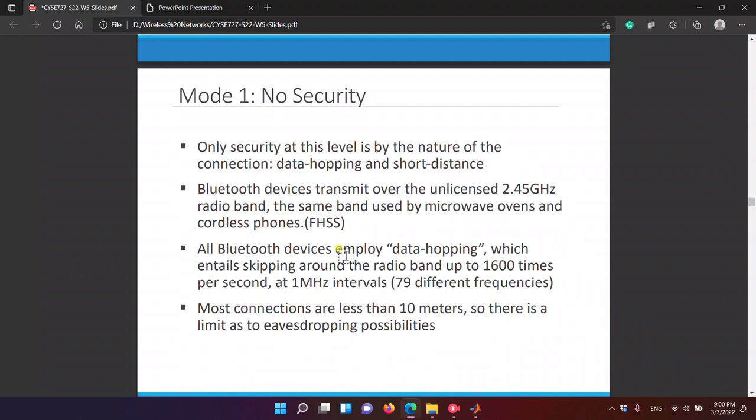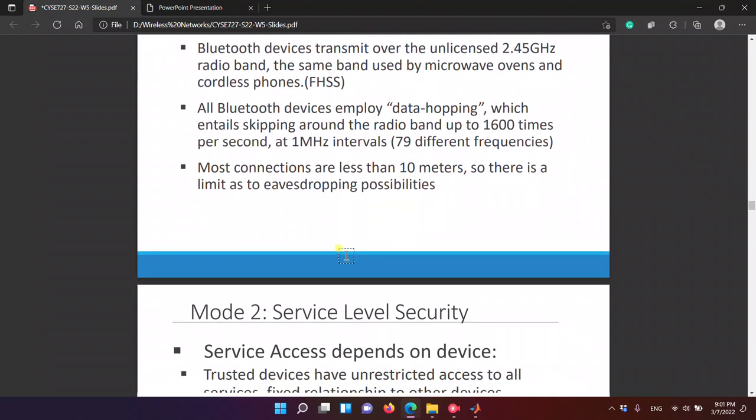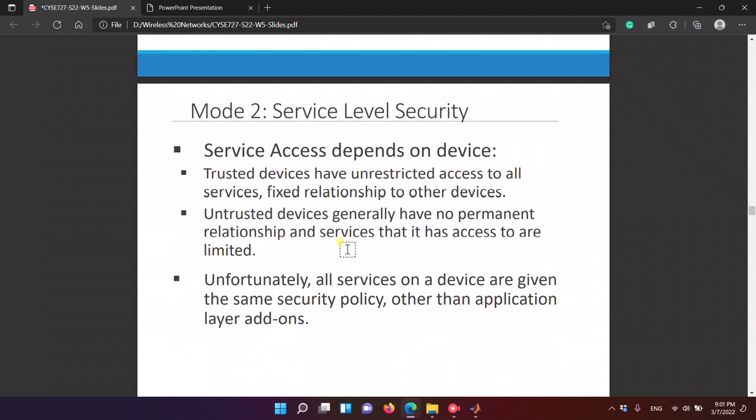Okay, so we have different security levels. Level or mode 1 means there are no security measures applied. It only relies on the frequency hopping, and the Bluetooth devices transmit over the unlicensed 2.45 gigahertz radio band, the same band used by microwave ovens and cordless phones. All Bluetooth devices employ frequency hopping, which entails skipping around the radio band up to 1600 times. Most connections are less than 10 meters, so there is a limit to eavesdropping possibilities.